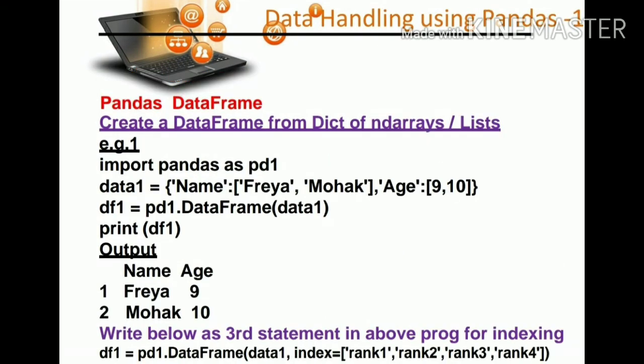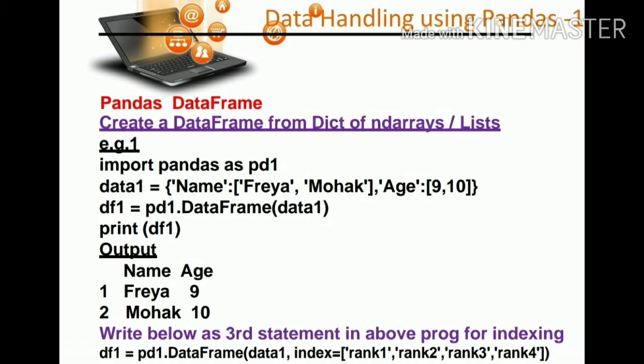Now in the next, it is giving data frame by using dictionary of ndarray or list. See in this example, import pandas as pd1, same as we have done earlier. Data 1 equals to name. Now see, we are using curly brackets which are used for dictionary. In curly brackets it's written name. Then what is the name? Freya and Mohak. Square bracket is over in that because it is an array. Then after comma, age is the heading of the second column, 9, 10.